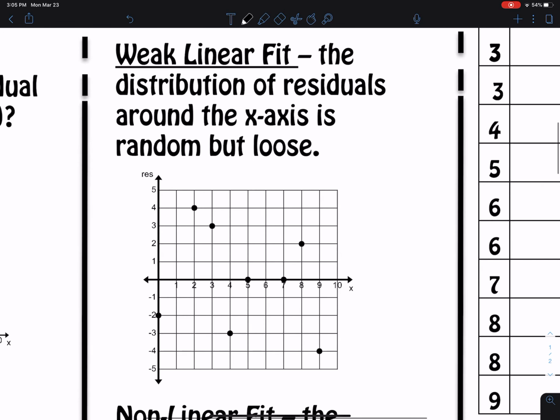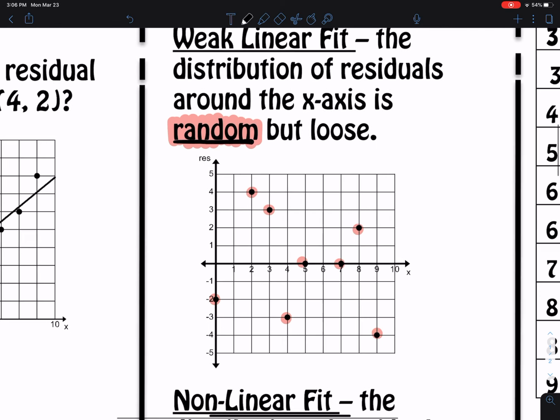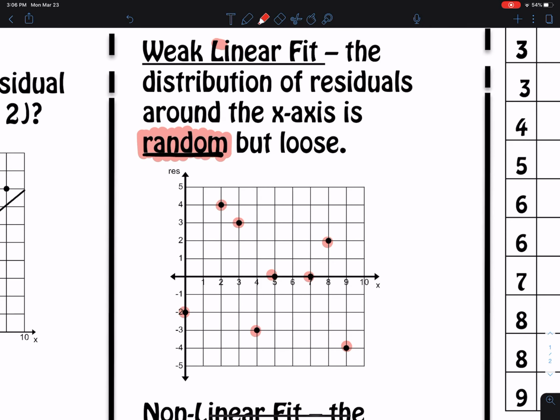Okay, the next one says a weak linear fit. The distribution of the residuals around the x-axis is random, but loose. So if you look here, these points are pretty far off of that x-axis, which means that the correlation is weak and the line of best fit, it's a good line, but it just means that the correlation is weak, so the points are really spread out. But in either case, if it's a random distribution, or the points are randomly spread, like these two are, then that means that it is linear. So if the points are random, that means that the line is a good fit for the data because the data is linear.